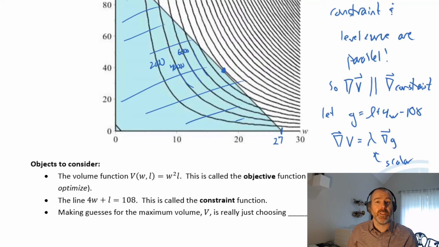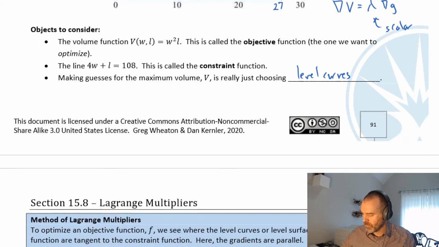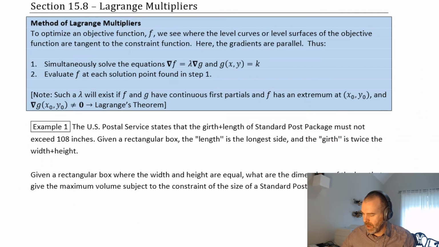This is the Lagrange multiplier strategy. Doesn't seem very helpful right now, but this is the key. The key is to assume that the gradient of the function you're trying to optimize is a scalar multiple of the gradient of your constraint. All we're really doing is choosing level curves, and we're trying to find the level curve that gives us the biggest volume in this case. So here is the process.